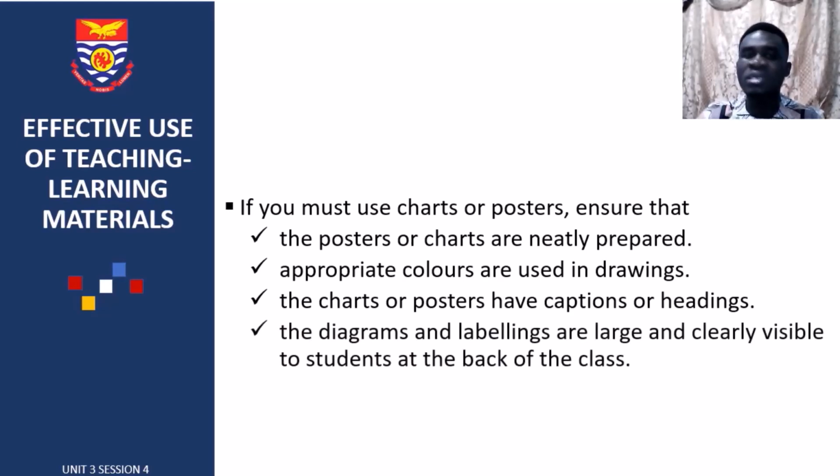And finally, ensure that diagrams and labelings are large and clearly visible to students at the back of the class. As a teacher, you can use different colors for the outline of a diagram on your poster. You can use different colors, some to do the labeling. You do all these things in order to ensure that it is nice and appealing to their sight. They would like to see what is there. The writings are legible no matter the position of the learner in the classroom.